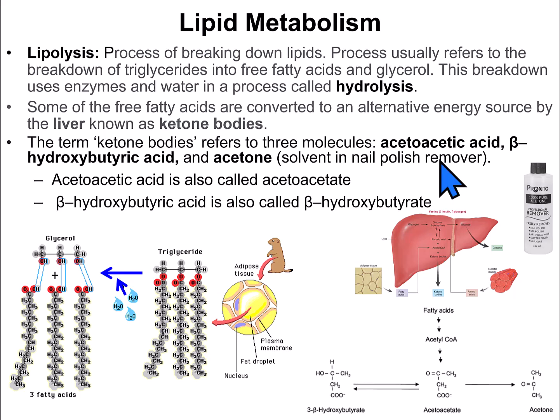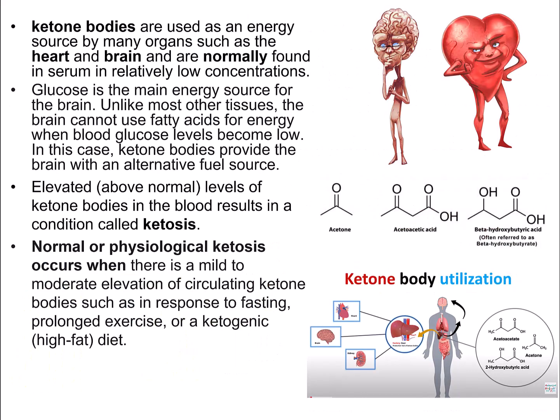Acetone, besides being produced by the body, is also the primary solvent in nail polish remover. And again, you get a small number of ketone bodies during normal lipid metabolism, or breakdown of these fatty acids. Ketone bodies are used as an energy source by many organs, such as the heart and the brain, and are normally found in the serum or in the blood in relatively low concentrations. So it's normal to have ketone bodies. But if you have abnormally high levels of ketone bodies, then that's when problems can happen.